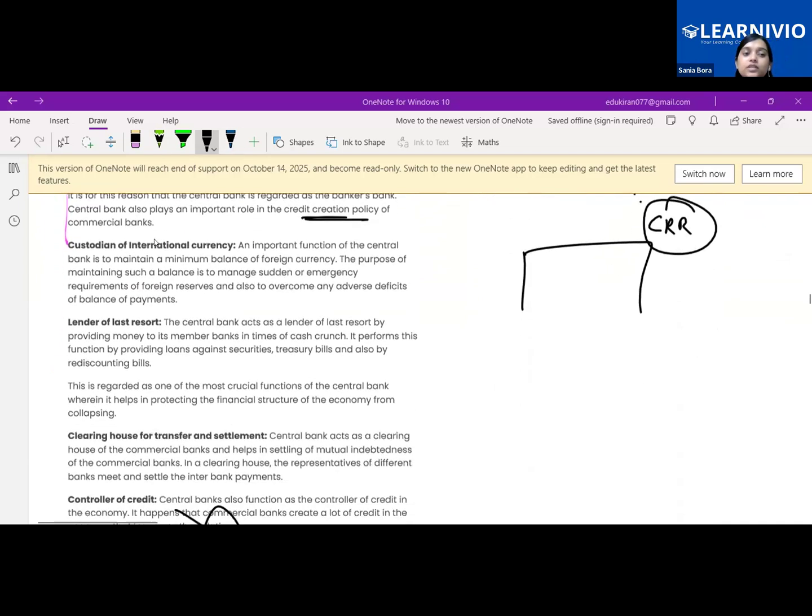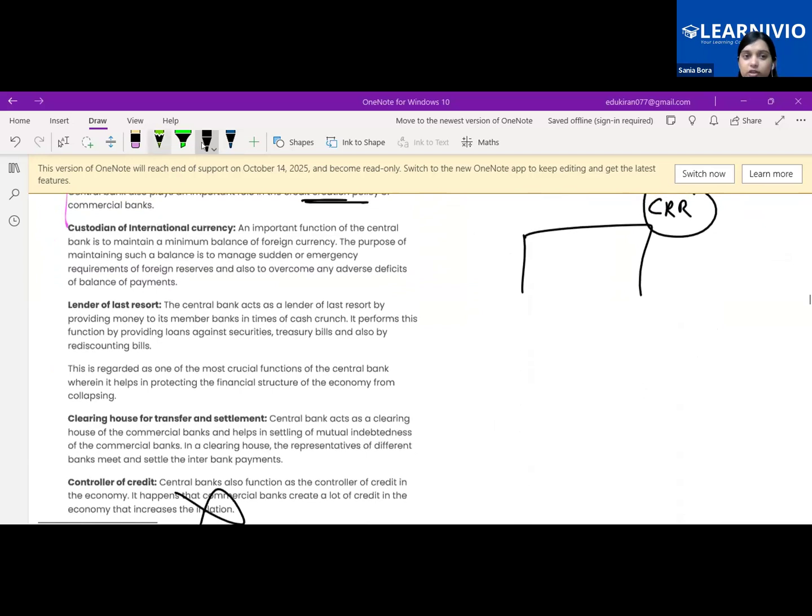Okay. Now let's discuss the custodian of international currency. Whatever the currency management is there with the foreign countries, only the central banks do that. So an important function of the central bank is to maintain a minimum balance of foreign currency. The purpose of maintaining such a balance is to manage a sudden or emergency requirement of foreign reserves and also to overcome any adverse deficit of the balance of payment. Right? Clear? Okay.